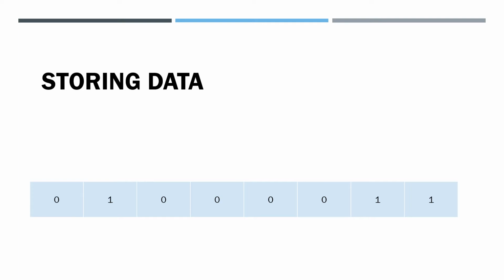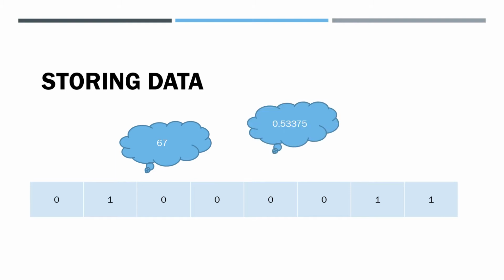So let's imagine a set of 8 circuits. 3 of them are on and 5 of them are off, arranged in the pattern that I've shown here. This pattern of on-off circuits could be used to store the binary integer 67. Or it could be used as part of a floating point number. That requires 2 bytes, but if we're using default values, it would represent the value 0.53375. Don't worry, we'll learn much more about that later. Or it could just represent the letter C.